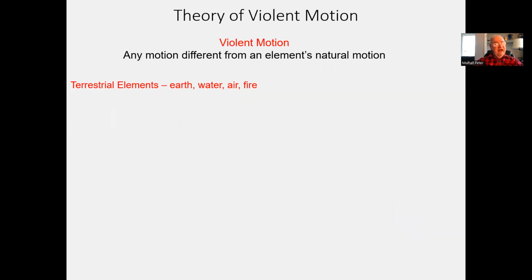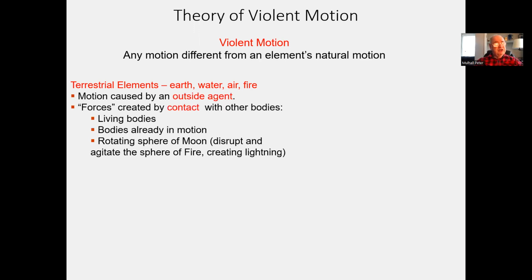And finally, as opposed to natural motion, we have violent motion, the second category of motion. Violent motion is only applied to earth, air, fire, and water. Of course, there's no violent motion of the ether. And how do you produce violent motion? Violent motion must be produced by some kind of an outside agent. Has to initiate that motion. Otherwise, all you'd have is natural motion.